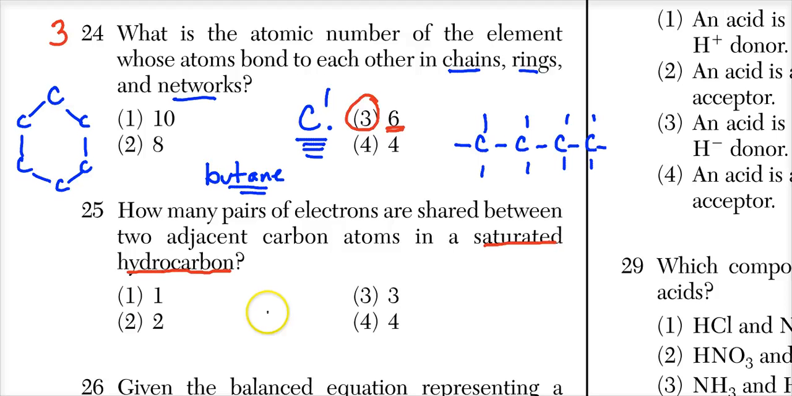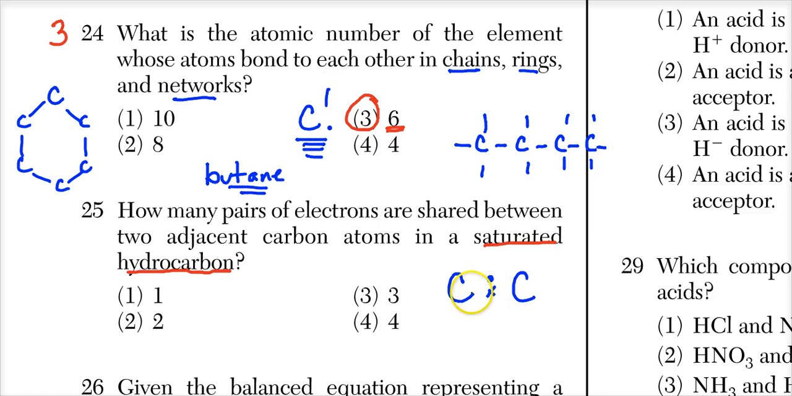So in 25, how many pairs of electrons are shared between 2 adjacent carbons in a saturated hydrocarbon? So if it's saturated, we have 1 bond between the carbons; these are alkanes. And you should know that 1 bond represents a what? A pair of electrons, okay? So a pair of electrons.